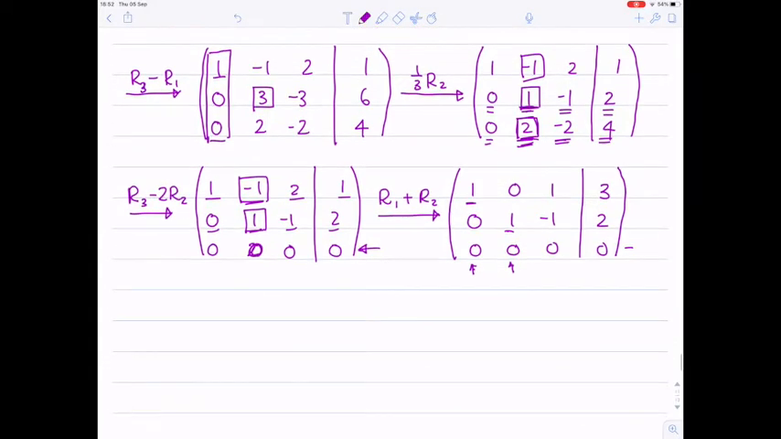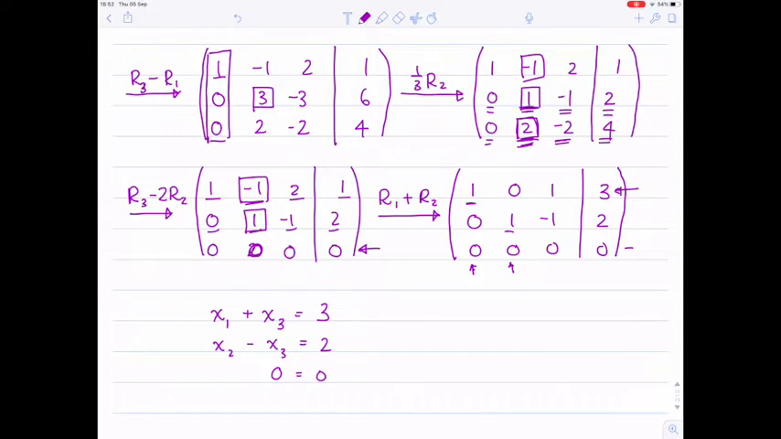So let's start by writing out the system of equations which this reduced augmented matrix represents. If you look at our first row, this says that x1 plus x3 is equal to 3. And our second row says that x2 minus x3 is equal to 2. And our third row just says 0 is equal to 0, which we know is always true. So we actually saw this previously, and a system that looks like this has infinitely many solutions.